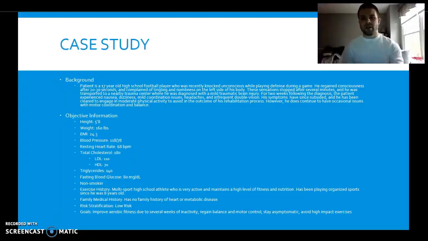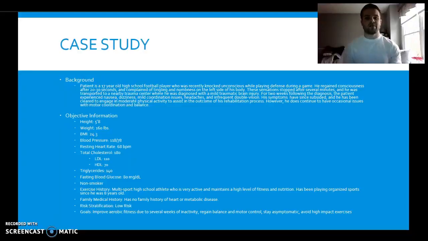So for 2 weeks following the diagnosis, the patient experienced nauseousness, dizziness, a lot of those symptoms that we talked about earlier that are associated with concussions, and some infrequent double vision, but those symptoms subsided after a couple of weeks. And he's since been cleared to engage in moderate physical activity, which is something we definitely want to keep in mind. That word moderate is very important. But he does continue to have some balance and coordination issues, so that's going to be another point of emphasis in our eventual exercise prescription.